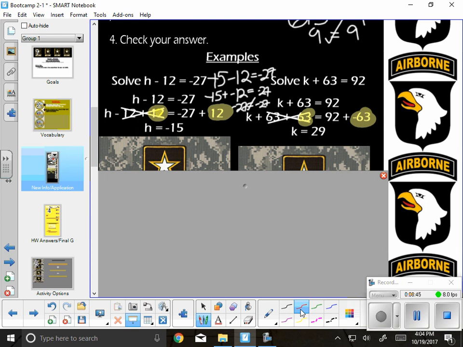And the same goes over here with k plus 63 equals 92. So start off by plugging the number 29 right back into the equation. 29 plus 63 equals 92. 29 plus 63 does equal 92, and 92 equals 92. And just like that, you've checked both of your answers.